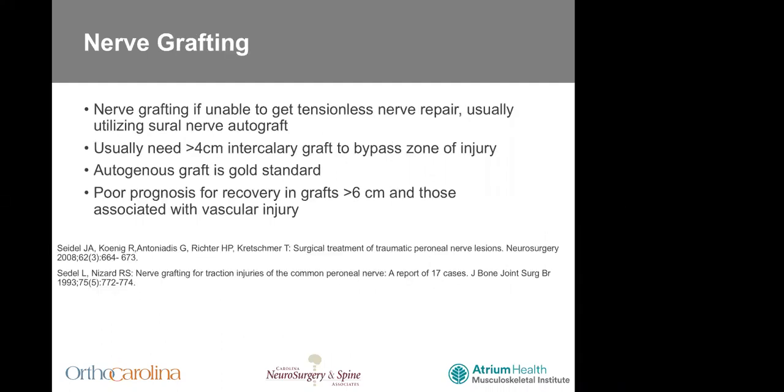So if repair is unfeasible, then nerve grafting can be employed. Oftentimes this is utilized because of a large zone of injury, like previously stated. Usually the graft needs to be greater than 4 centimeters to bypass the zone of injury. Autogenous graft is the gold standard, and the sural nerve is usually utilized. Mixed outcomes on nerve grafting have been reported, but the main theme in the literature is that there's a poor prognosis for recovery in patients who require greater than 6 centimeters of nerve grafting and any injuries that are associated with vascular injury.